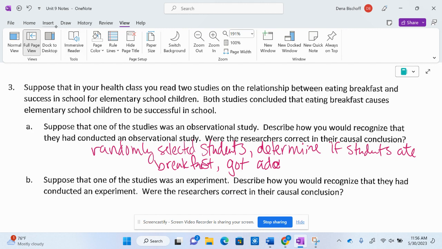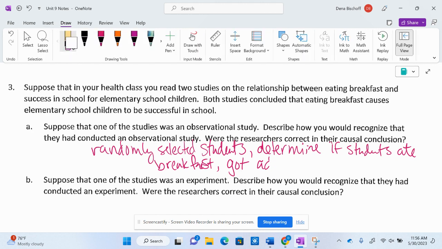Oh, I can't spell to save my life. Sorry. Academic results from the school to make a conclusion whether or not, so yeah, they ate breakfast and they performed better on tests. No, they didn't eat breakfast. They did a lousy job on tests.